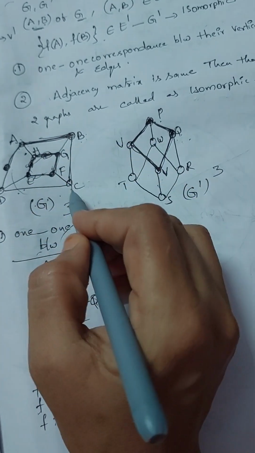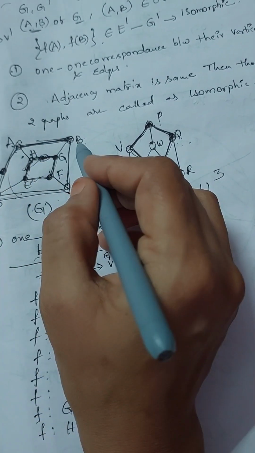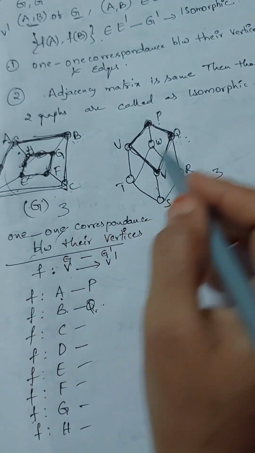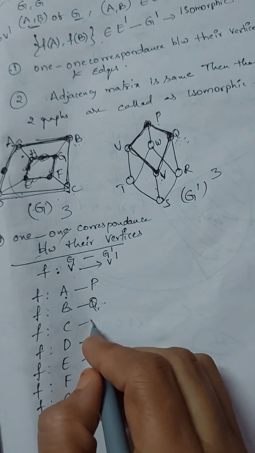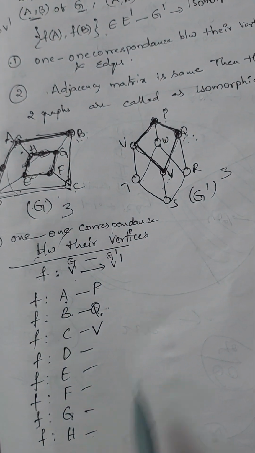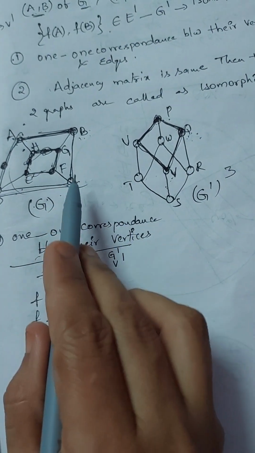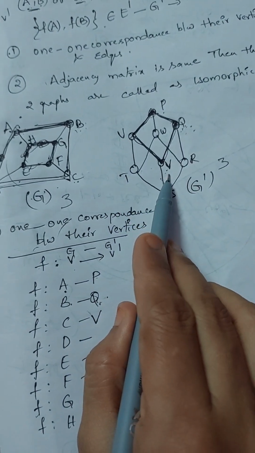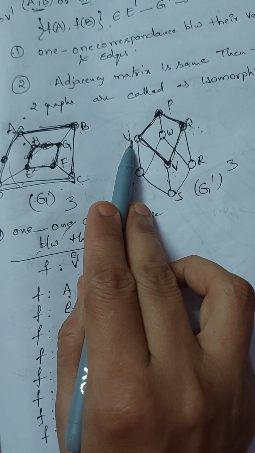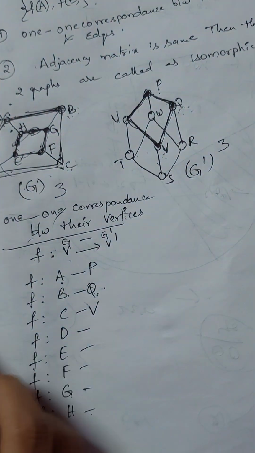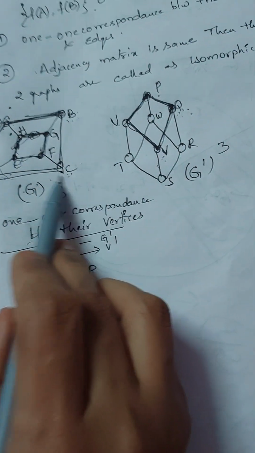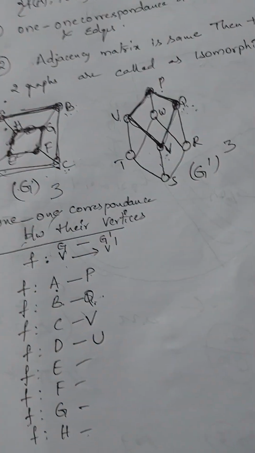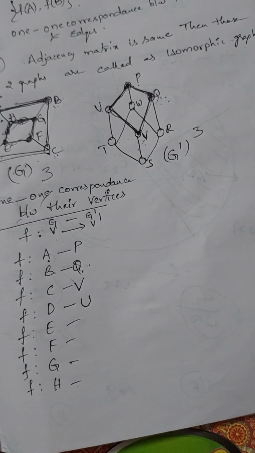So the above square is mapped with A to B as P to Q, and similarly B to C as Q to V, so C is mapped to V. So A to B, B to C, P to Q, Q to V, and V to U. Means C to D: C to D means here V to U. So D is mapped with U.